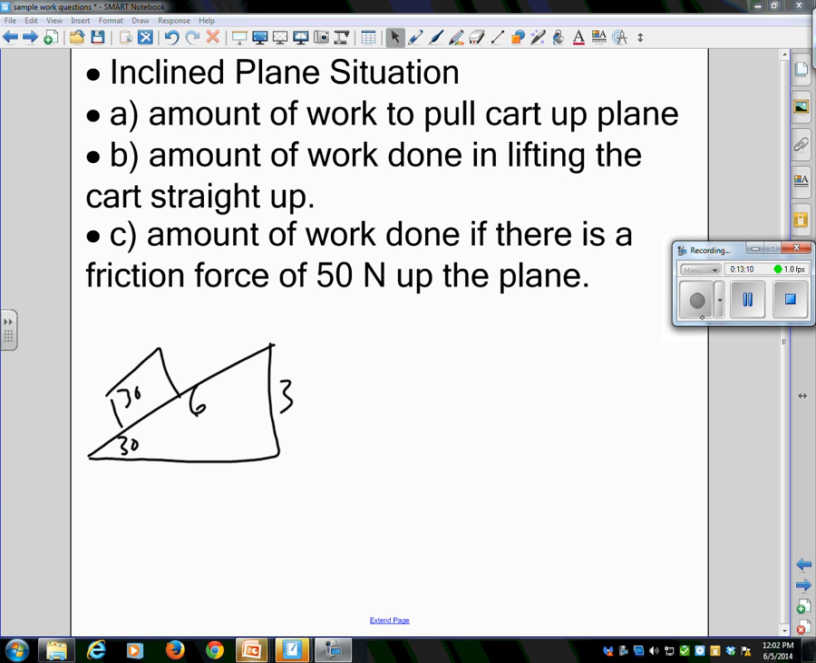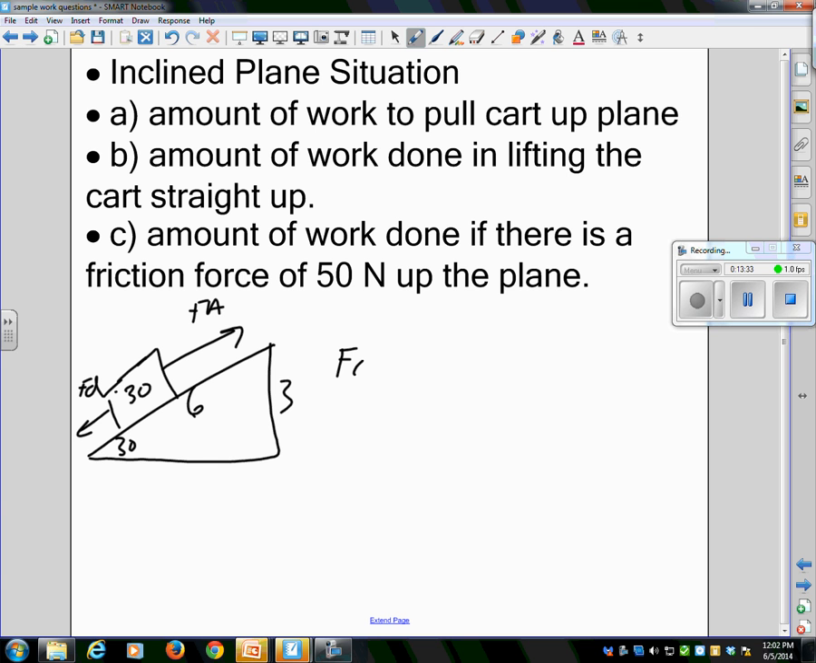So, the amount of work to pull the cart up the plane. That's not what I wanted to do. If I'm going to pull it up the plane, I need an F_A. There is a force down the plane. Remember, F_D is the component of gravity that acts down the plane. Okay, so F_D is equal to mg sine theta.